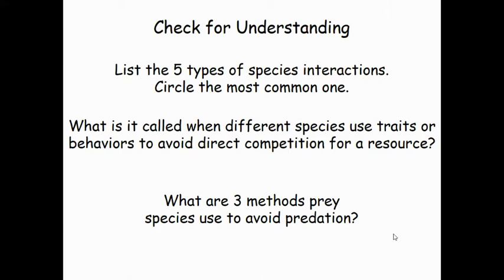3 methods prey species use to avoid being preyed upon. Take a look at number 6. Camouflage, chemical warfare, behavioral strategies, mimicry, all those are ways they avoid predation. Okay, moving ahead.